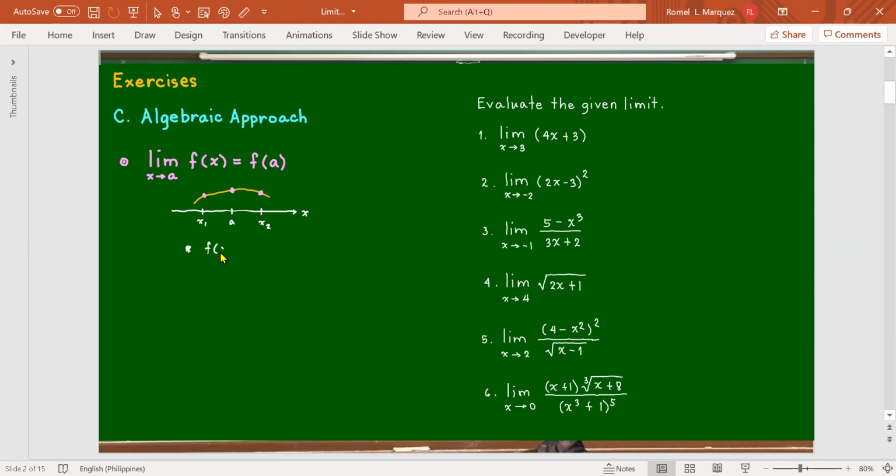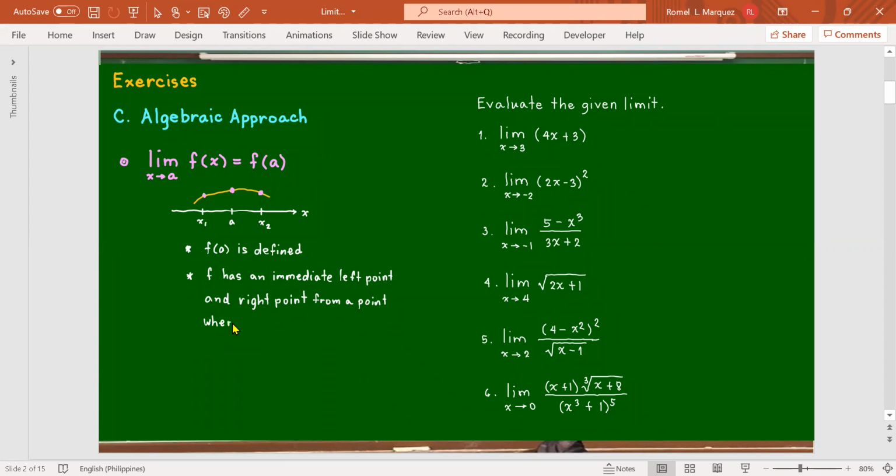Okay? So further, it means that f of a is defined, and also f has an immediate left point and right point from the point where x equals a. Clear, guys? Did you get what this means?